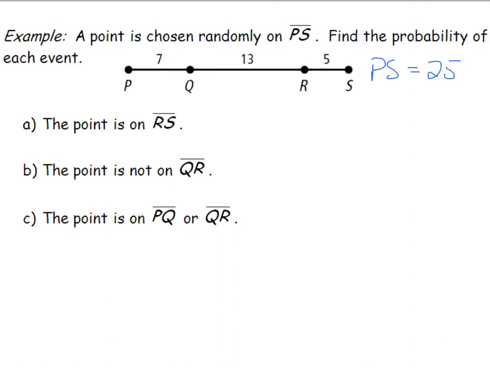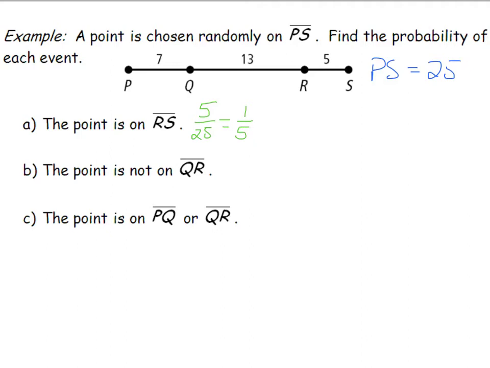For the first one, it says the point is on RS. So I want to know, what is the probability that if I were to pick a point on PS, it would lie on RS? Well, our event is the points on RS, and our sample space is the whole entire PS. RS is 5 units, and our sample space is 25 units, so the probability would be 5 over 25, which if I reduce that down gives me 1/5. So my probability of a point sitting on segment RS is 1/5.